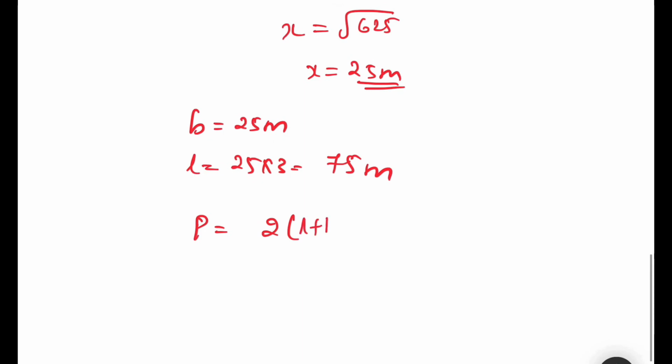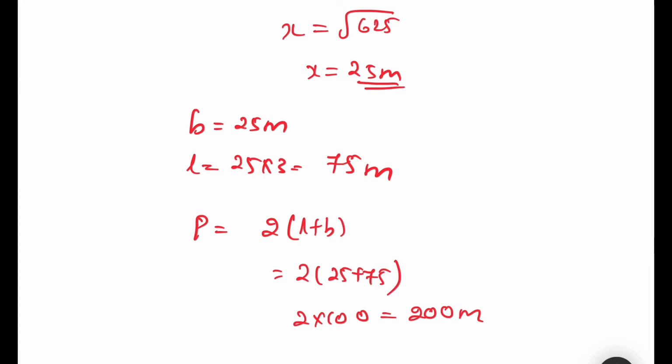2 times L plus B, that is equal to 2 into 25 plus 75, which is 200 meters. Hope it's clear, children. Please complete this in your class.